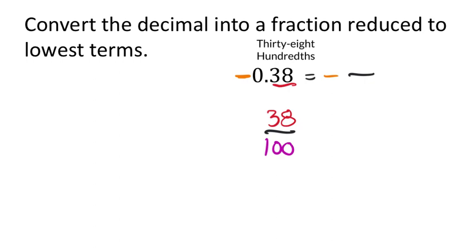So I look at 38 and I look at 100, and I say, well, at least they're both even, so I should be able to divide them by 2. Let's see how that works with just division by 2, and then if we can reduce more, then we will. So I'm going to say 38 divided by 2.